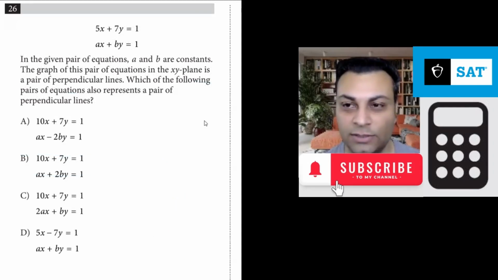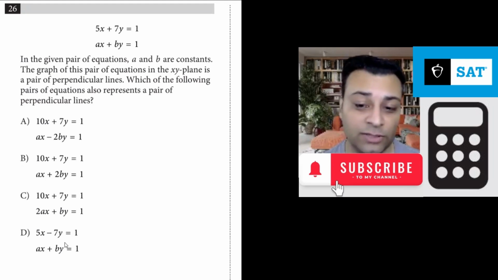Question number 26. 5x plus 7y equals 1. Ax plus by equals 1. In the given pair of equations, a and b are constants. They're just numbers. The graph of this pair of equations in the xy plane is a pair of perpendicular lines. These two are perpendicular to each other. Which of the following pairs of equations also represents a pair of perpendicular lines? One of these 4 choices will have a pair of perpendicular lines.